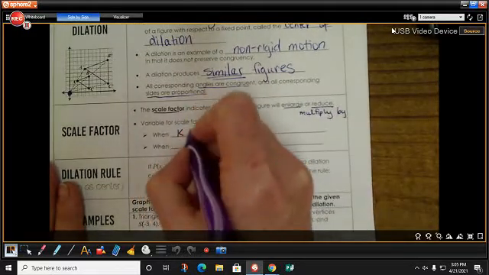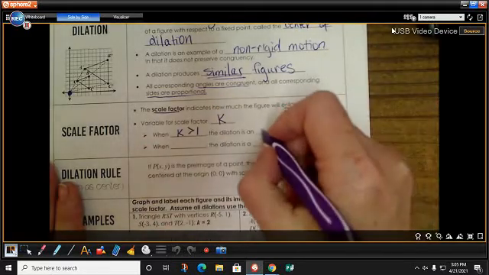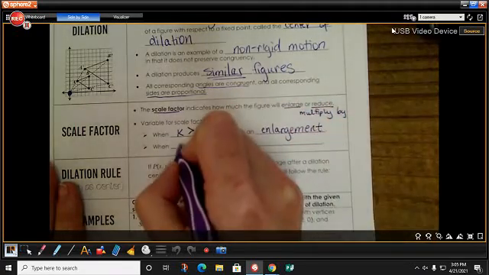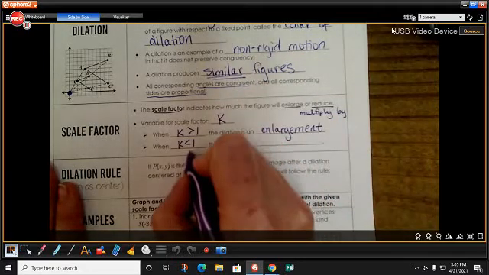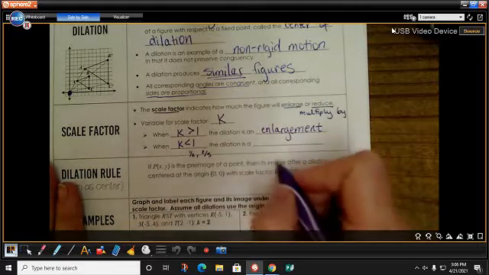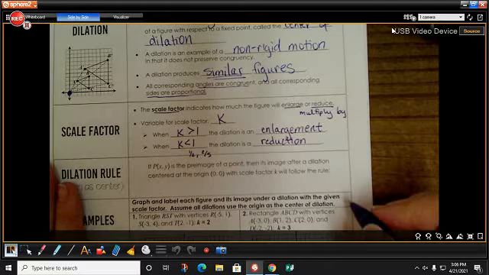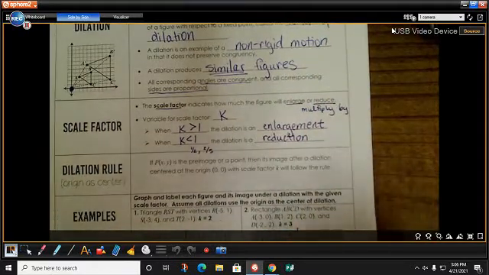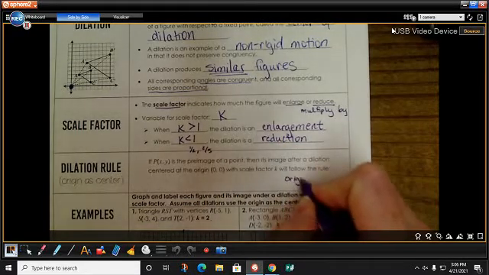And so if we multiply by something that's bigger than 1, our dilation, our image is going to get bigger, and so the dilation is called an enlargement. But if we multiply by something that's less than 1, but still a positive number, so think something like 1/2 or 2/5, then the dilation is going to be a reduction. Because if you cut something in half, it gets smaller.